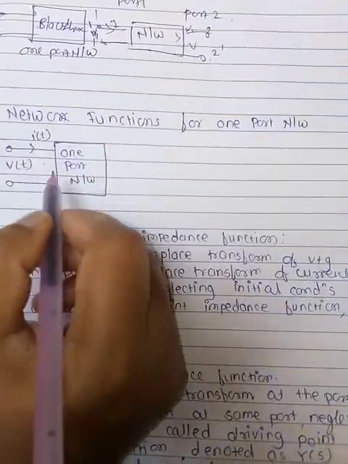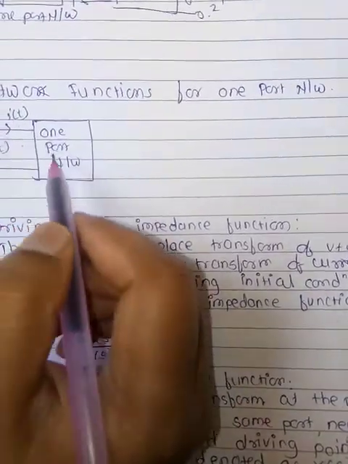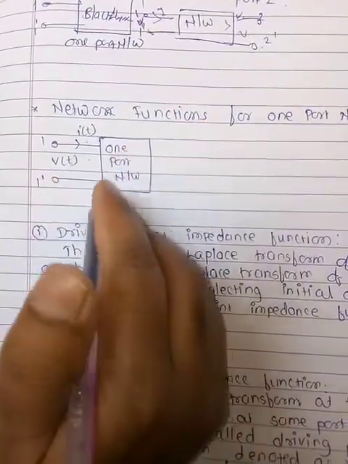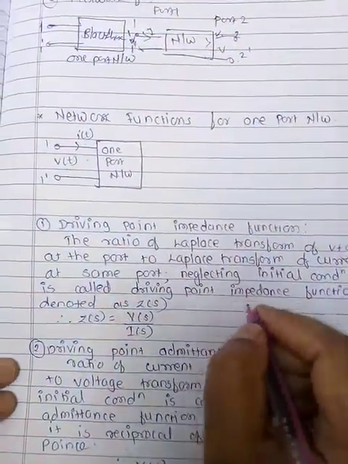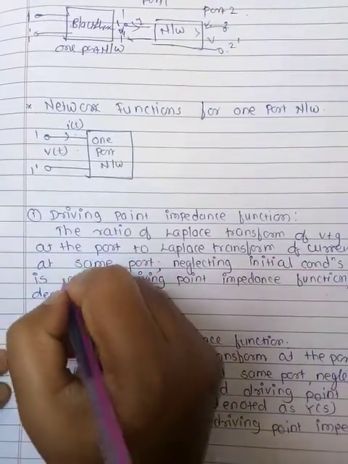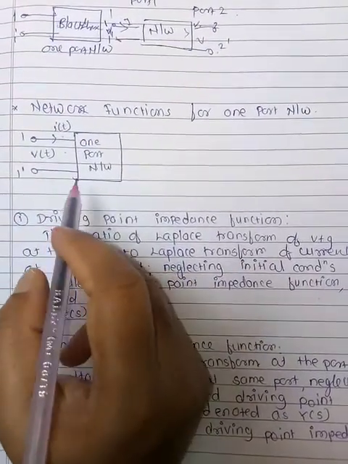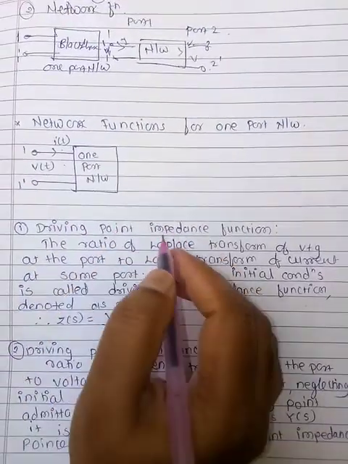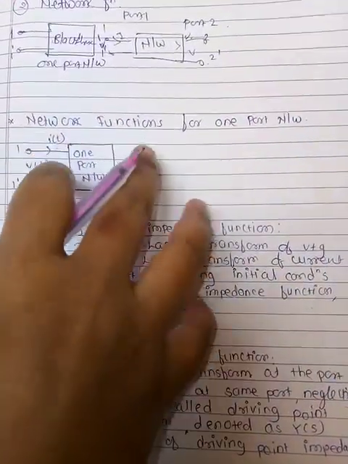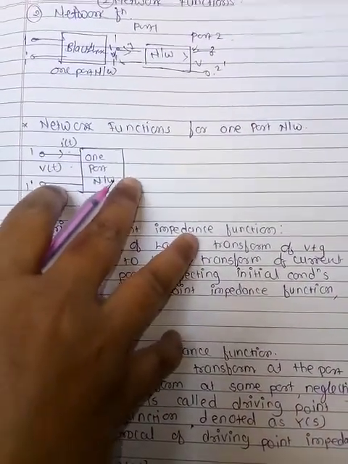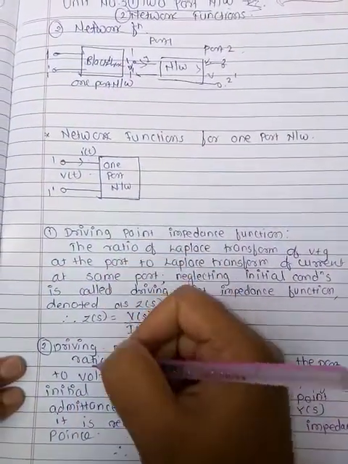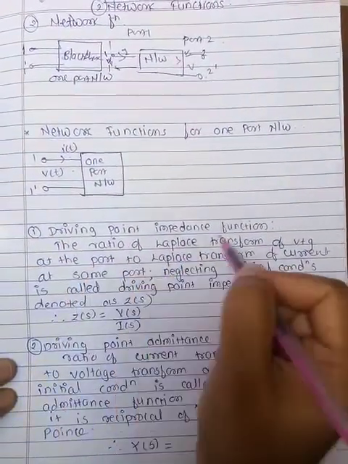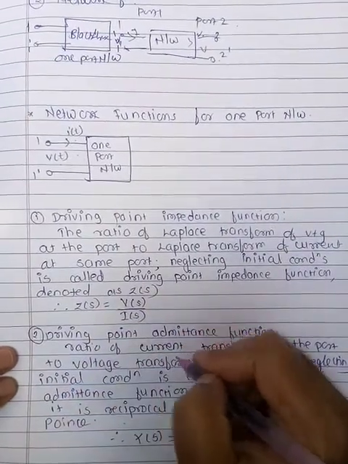This is a one-port network having the variables v(t) and i(t) in the time domain. Now there are two functions of this one-port network. The two variables are measured at the same port. That is, for a one-port network, the functions are called driving point functions. And there are two driving point functions: the first is the driving point impedance function and the second is the driving point admittance function.